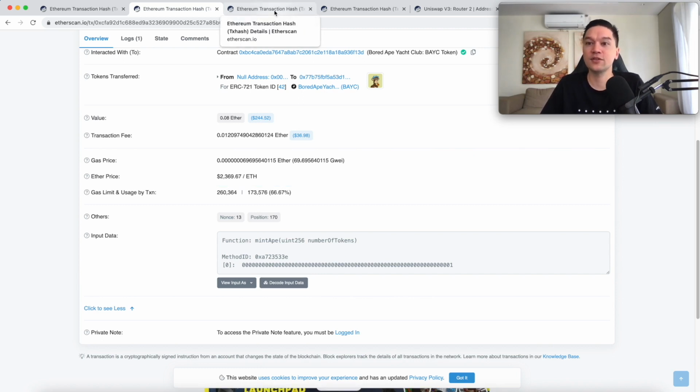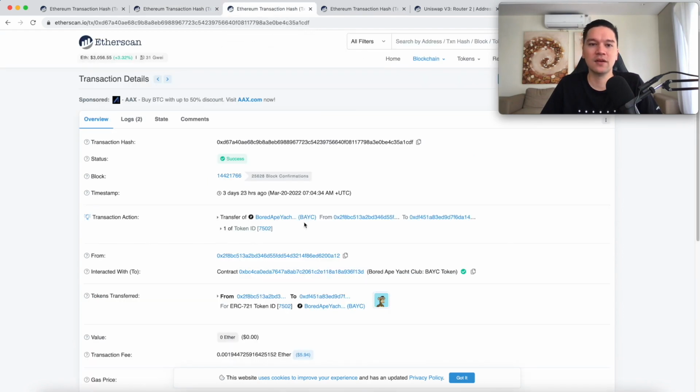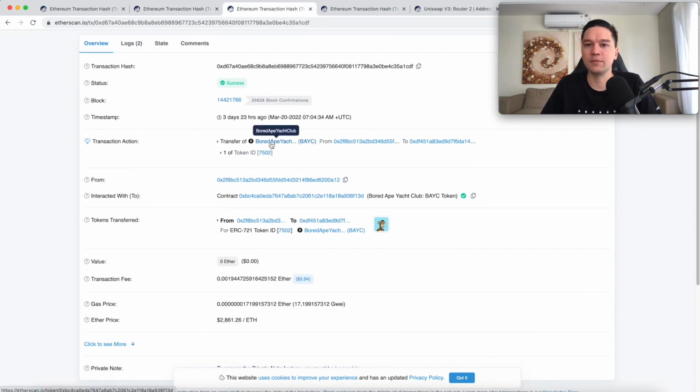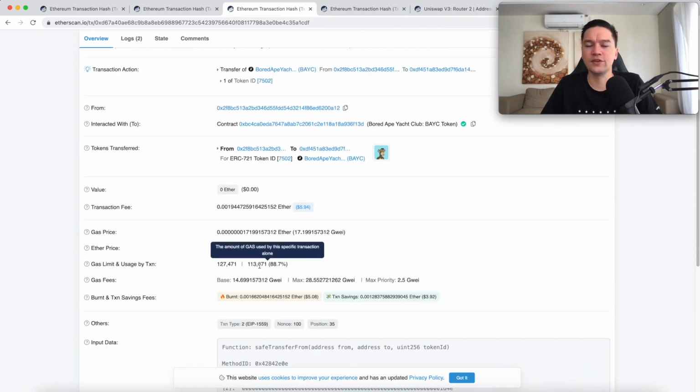Okay, let's look at transferring an NFT from one address to another. Over here, somebody transferred a Bored Ape Yacht Club from this address to this address and used 113,000 gas in that transaction. So this is cheaper than minting an NFT, but it's still more expensive than transferring an ERC-20. Let's look at another one.